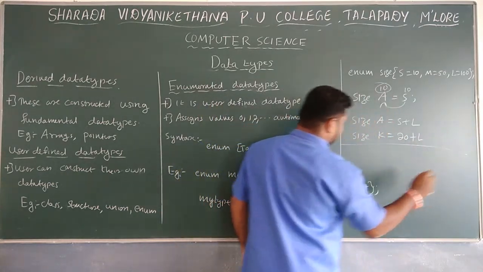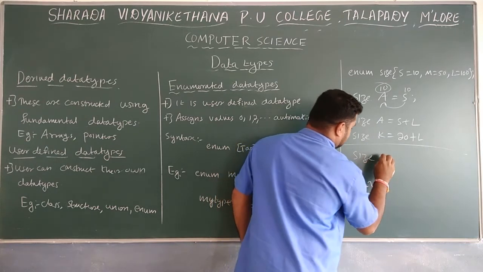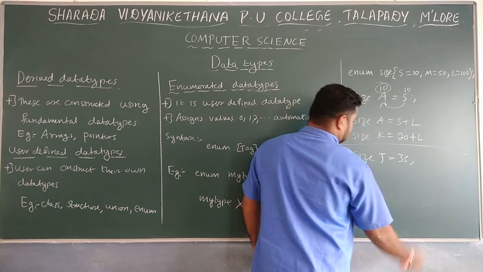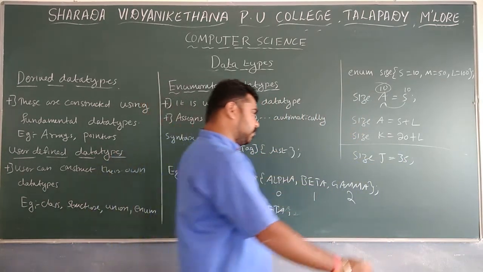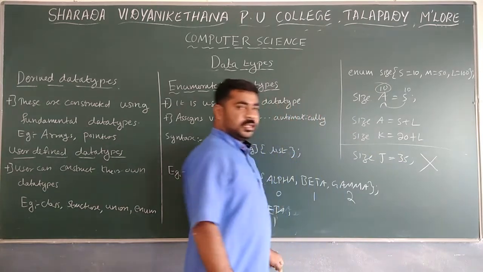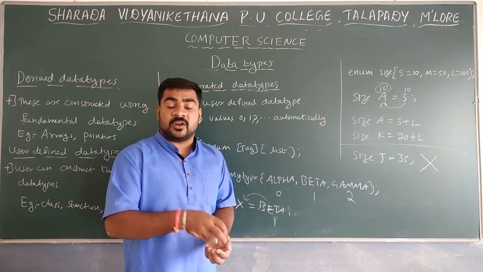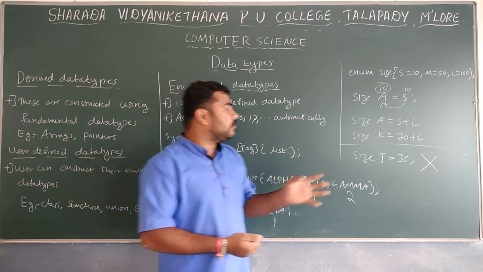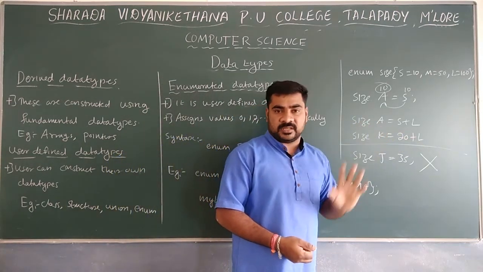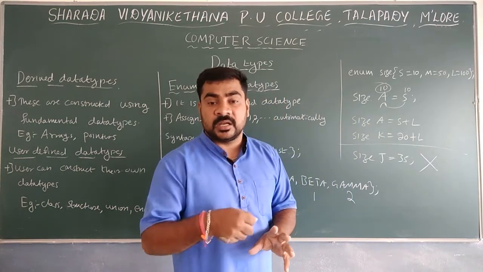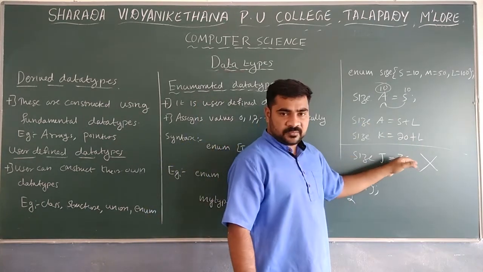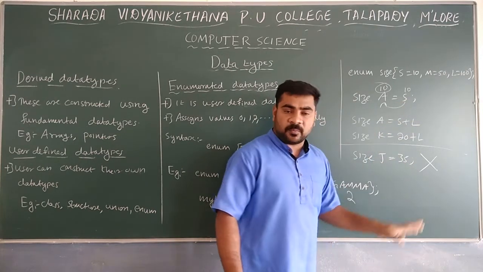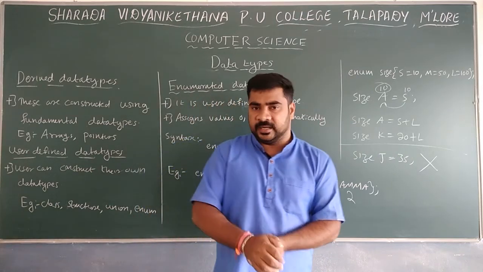I will write one more statement: size J equal to 35. This will be an error because the value 35 cannot be assigned directly. It is not possible to assign the value directly, but it is possible to assign along with the variable. That is the type conversion rule. The compiler will give an error for this. So the earlier statements are possible, and this statement is not possible in the case of enumerated data types.